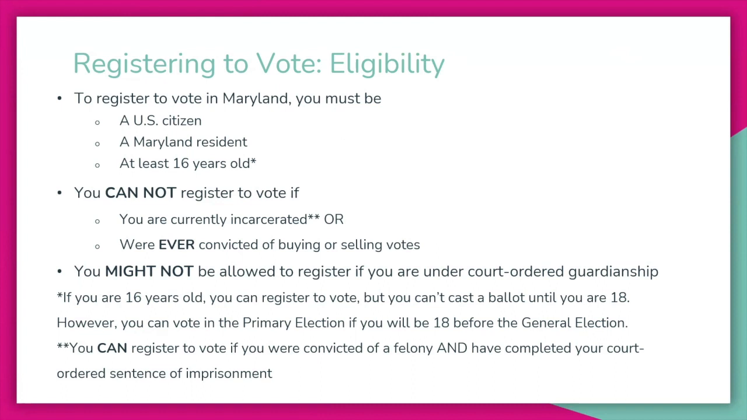election. Keep in mind that individuals who are incarcerated are not eligible to vote or register. After completing your imprisonment sentence, you can register to vote unless you have been convicted of buying or selling votes. There are special rules for people under court-ordered guardianship, and the Board of Elections can help them understand their voting rights.